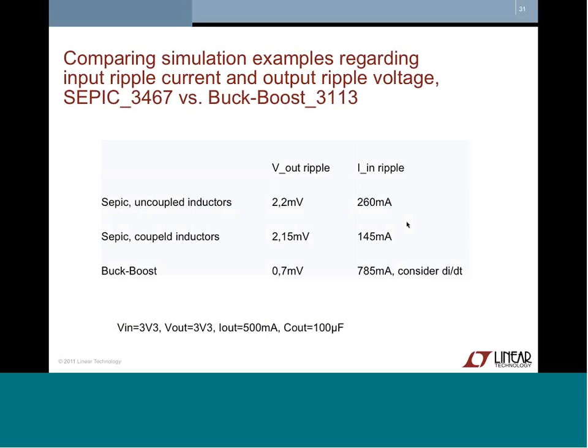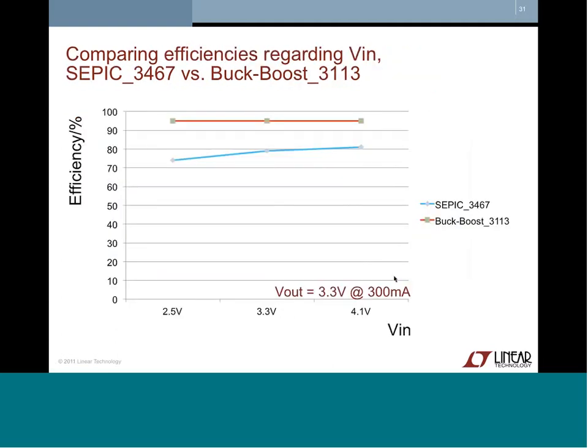So let's consider the ripple current on the input and ripple voltage on the output, first of all. You can see that for the output voltage ripple, if we use uncoupled or coupled inductors in the SEPIC configuration, the change is not much. But if you use buck boost configuration with 3113, the output ripple is much lower. Right now, if we consider the input ripple currents, the coupled inductors help a lot. However, in the configuration of buck boost, we have higher input ripple currents.